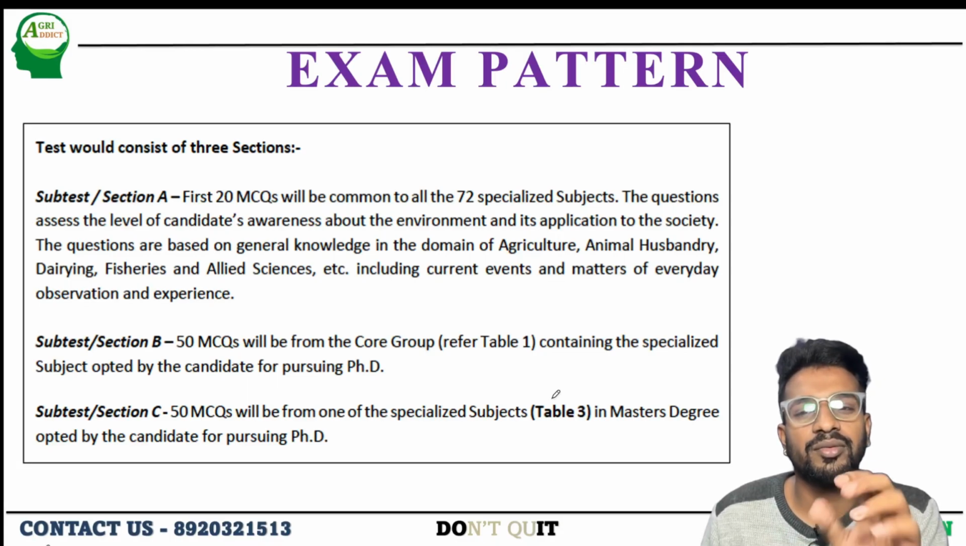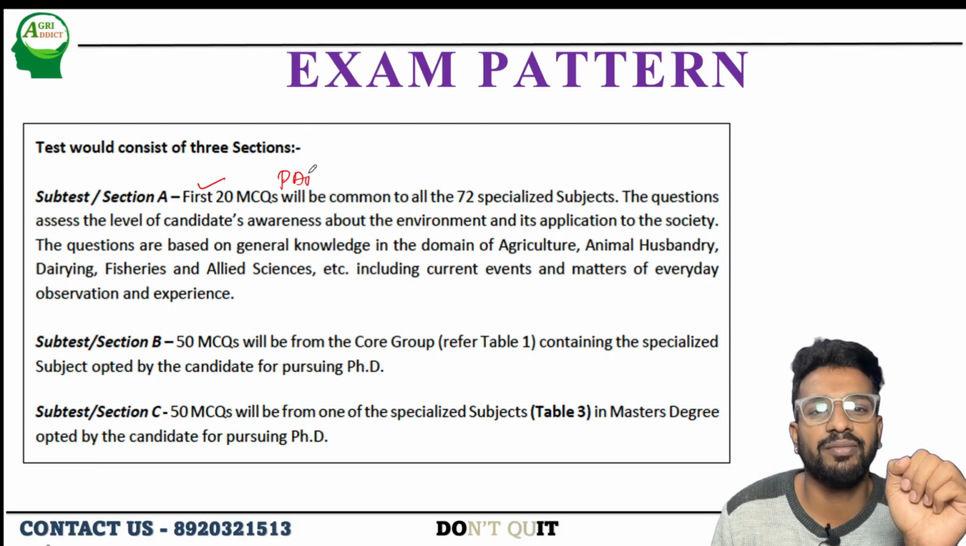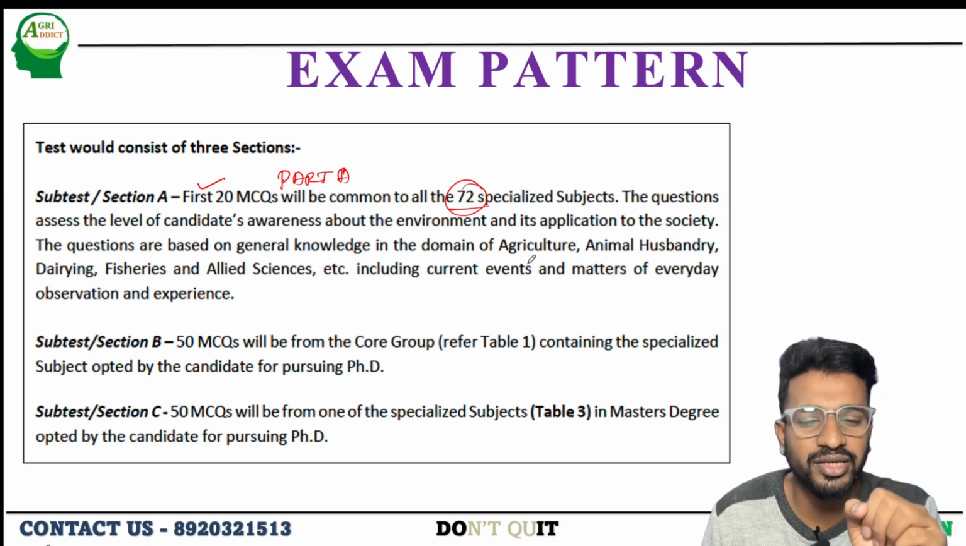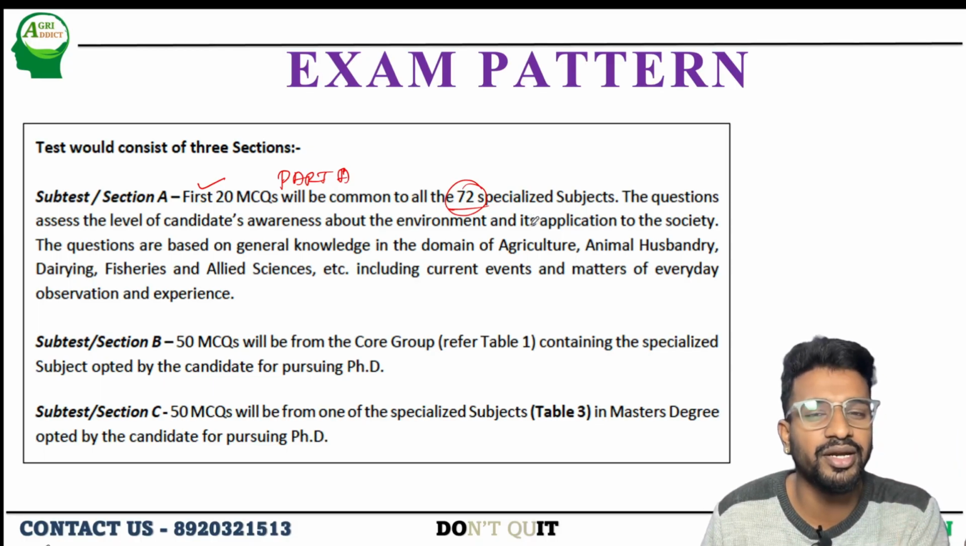Now, talking about the exam pattern, I told you that part A will have 20 MCQs. This will be the same for all the 72 specialized subjects who are going to give the exams for the ICAR PhD, and the questions will assess your reasoning ability. The questions can be anything about general agriculture, general knowledge, current events.